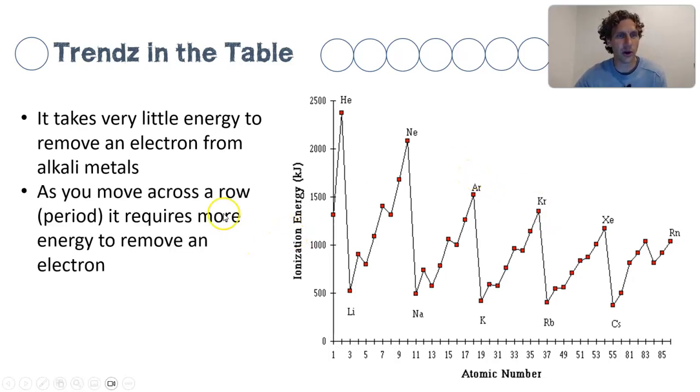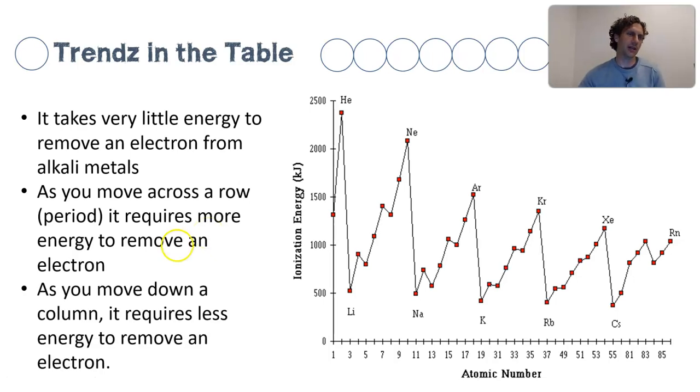Okay, as you move across a row, that's like doing this, right? We're going across that row in the periodic table, lithium, and you move across, so beryllium, boron, here we are, lithium, beryllium, boron, carbon. Okay, we're moving across all the way to neon. It requires more energy to remove an electron. Okay, even for the next period, the next row, sodium, etc.